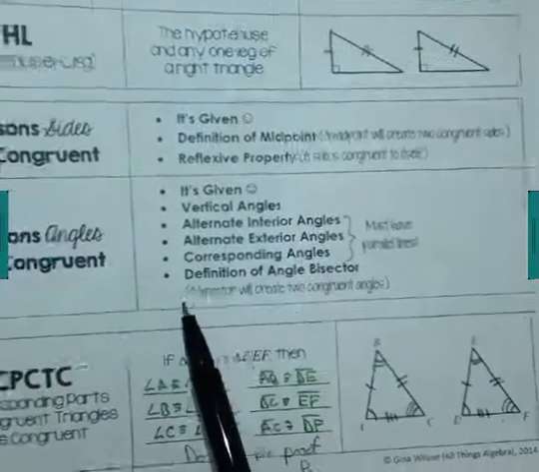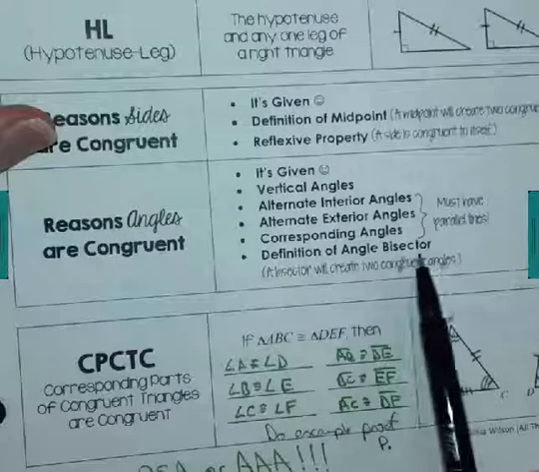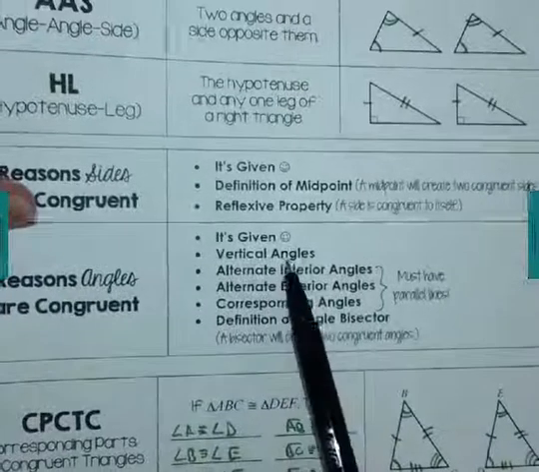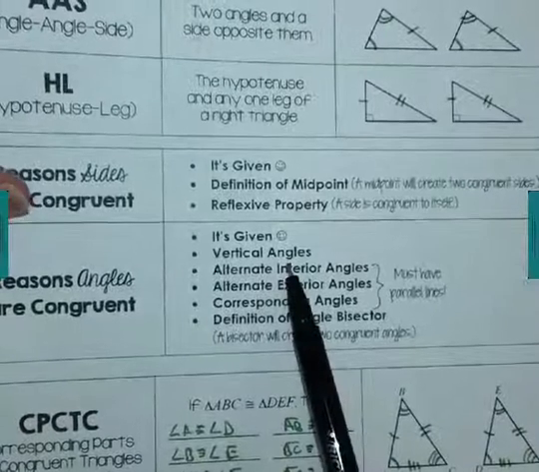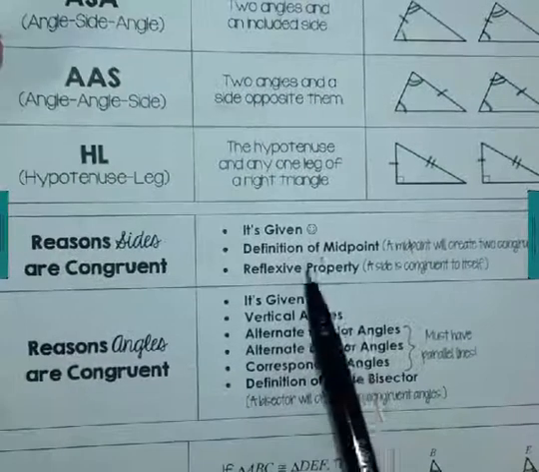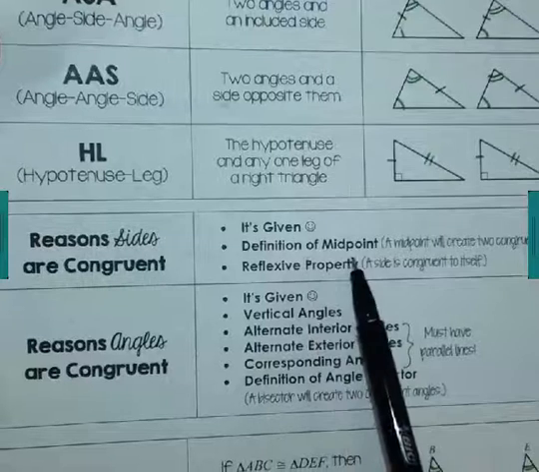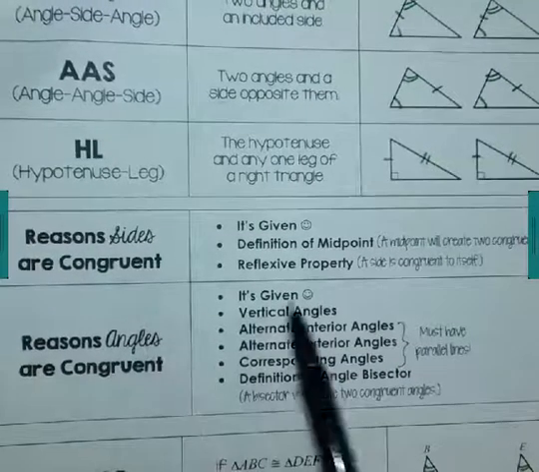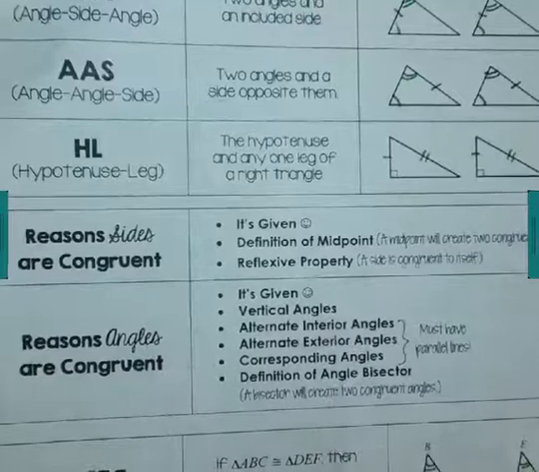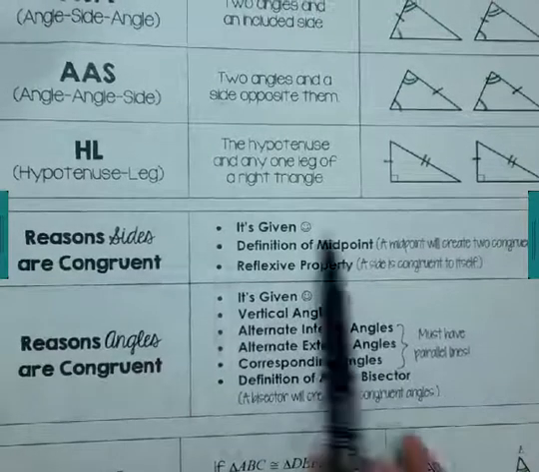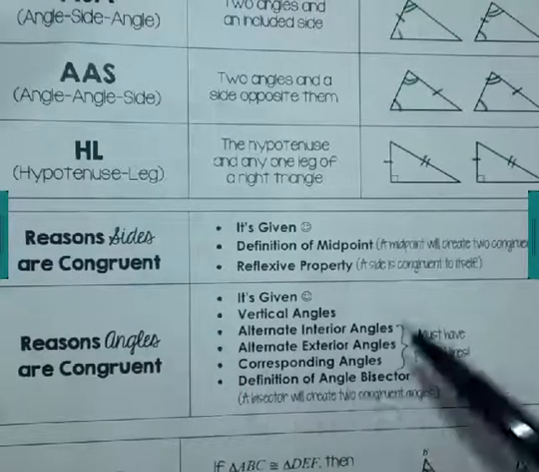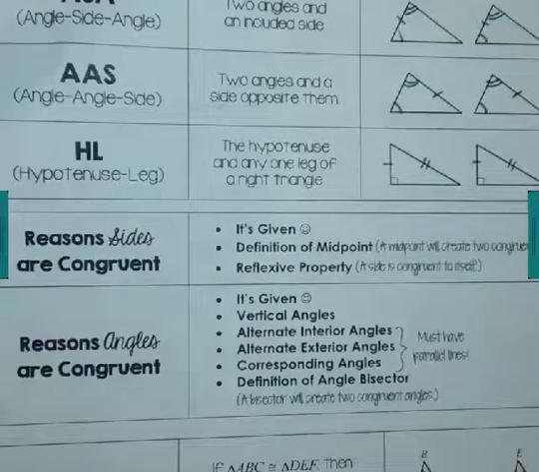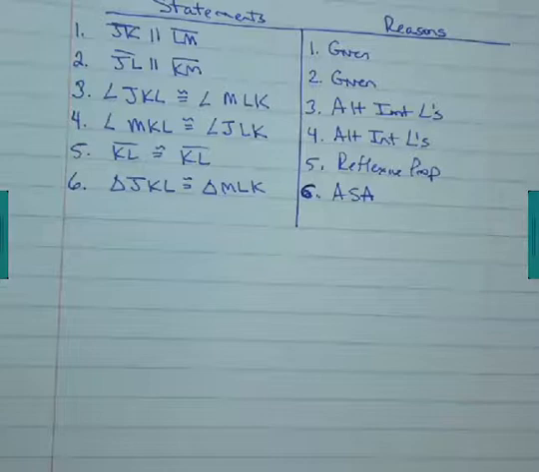If in the given statement it tells you that something is bisecting, more than likely you're going to use definition of bisector. There are also vertical angles, which you're just going to tell by looking at the diagram. If it says that there's a midpoint, then you're more than likely going to use definition of midpoint to prove sides congruent. And then the reflexive property we just look at in the diagram. So it's really important for you to know all of this so you know what your options are. It makes proofs much easier. All right, and that's it for now.